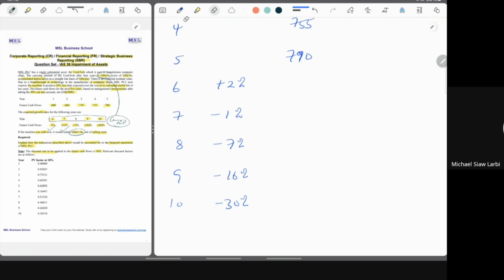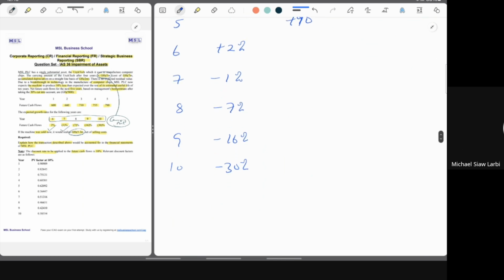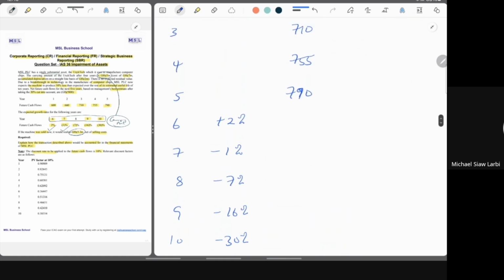For this, what we have to do is a very simple relation. If you want to grow a figure, it is the amount times 1 plus the rate. This is for growth. For a decline, it will be the amount times 1 minus the rate. That's what we're going to apply here. That's all really. So let's do it for year 5.